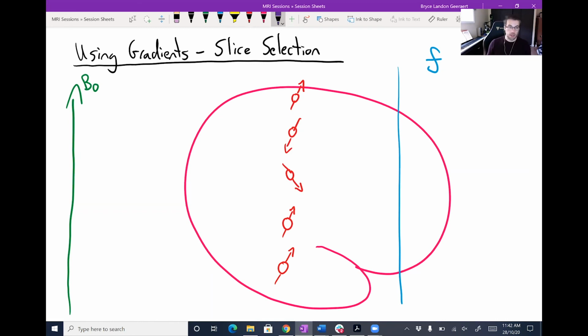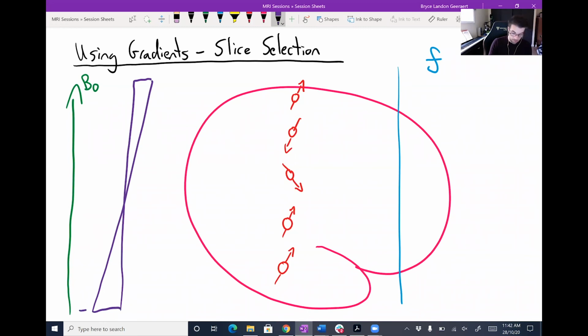And we're going to apply a gradient to modify precession frequencies based on location in the Z plane, from the bottom to the top of the head. So let me just draw that out here. Again, I've drawn this gradient fairly large, just so it's easier for me to draw and easier for you to see. But these are quite small, remember. And now I'm going to separate these into different rows, just quickly.